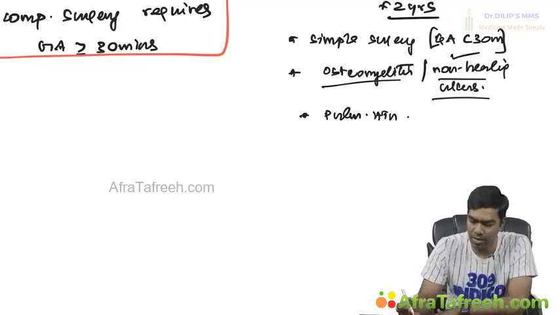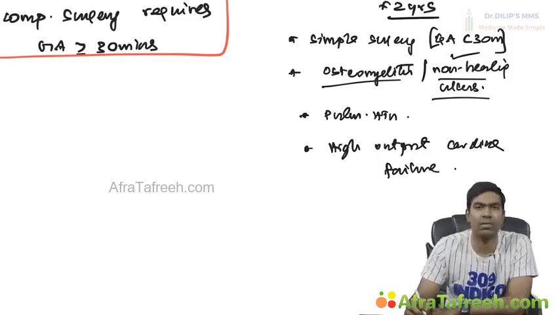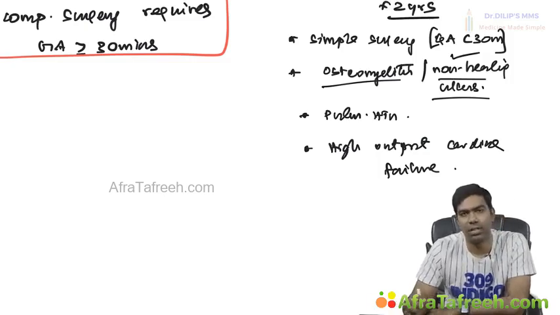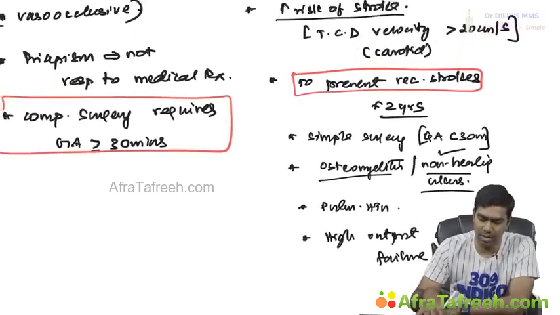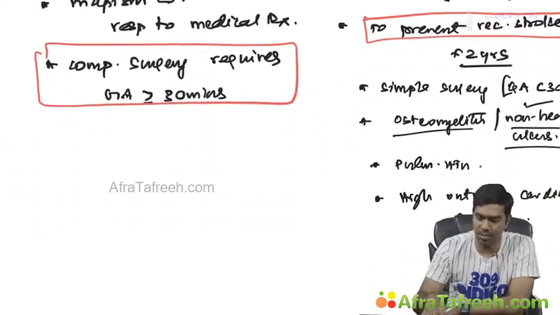And patients with high output cardiac failure. Again, I told you it's due to chronic anemia only. We have discussed already, high output cardiac failure is again due to anemia itself. And to correct the anemia, you are giving a simple blood transfusion. So these are some of the indications for exchange blood transfusion and simple blood transfusion.